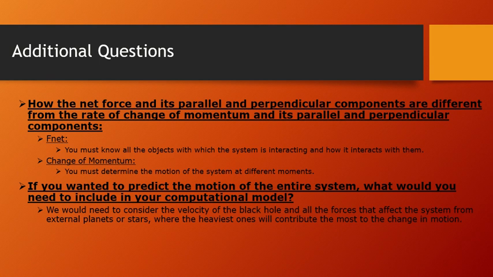The second question asks what we will need to include in our computational model if we wanted to predict the motion of the entire system. If we wanted to do this, we would need to consider the velocity of the black hole and all the forces that affect the system from external planets or stars, where the heaviest ones will contribute the most to the change in momentum.